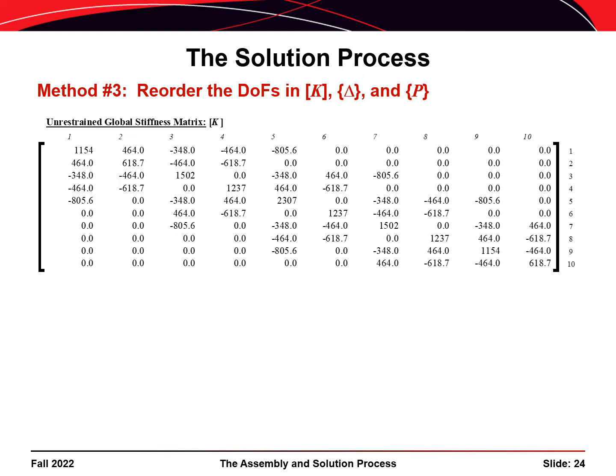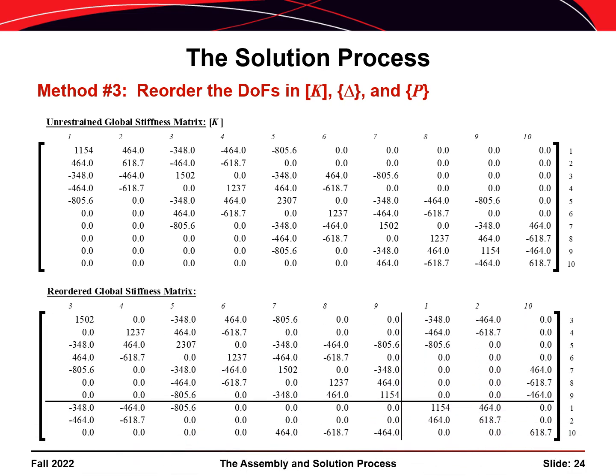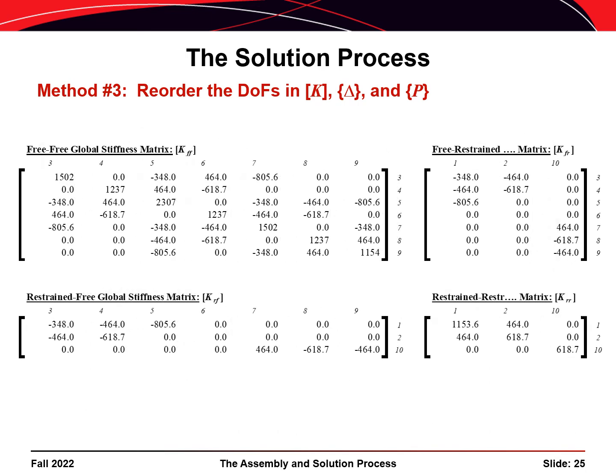Again, consider the unrestrained global stiffness matrix for the example truss, and reorder the rows and columns of the stiffness matrix, placing the free degrees of freedom first and the restrained degrees of freedom last. Then we end up with the reordered global stiffness matrix shown at the bottom of this slide. Then we can identify the four sub-stiffness matrices K sub FF, K sub FR, K sub RF, and K sub RR.